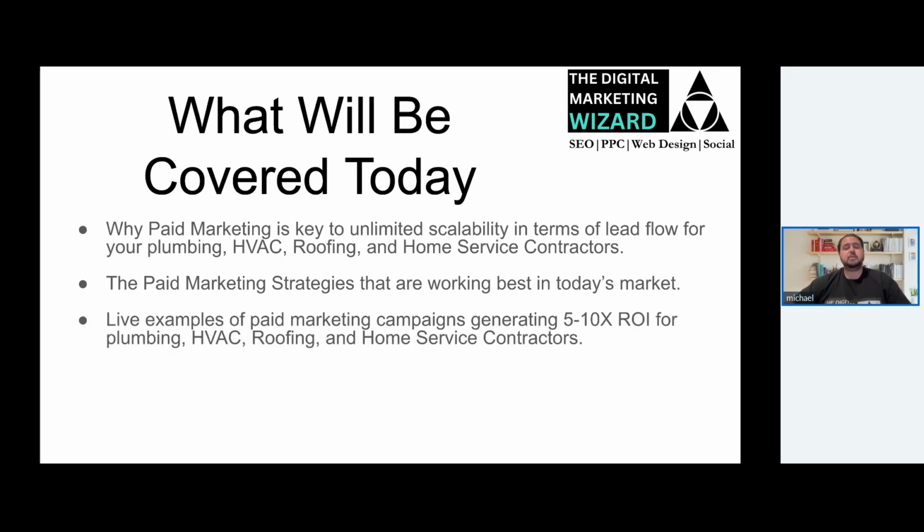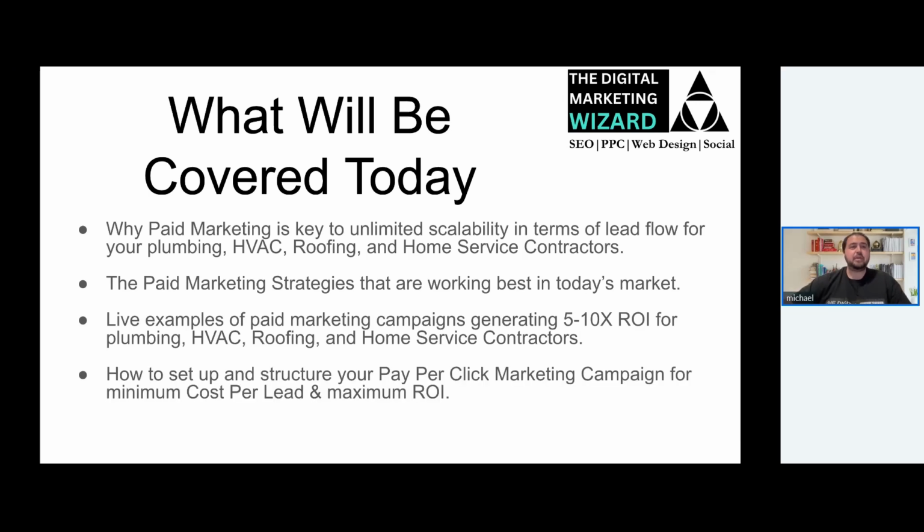Next, we're going to break down some live examples of paid marketing campaigns that have generated 5 to 10 times their return on investment in the home services market. Fourth point would be how to set up and structure your pay-per-click marketing campaign for the minimal cost per lead and maximum ROI. So basically, we want to make sure you can set up Google Ads and reduce your cost per lead.